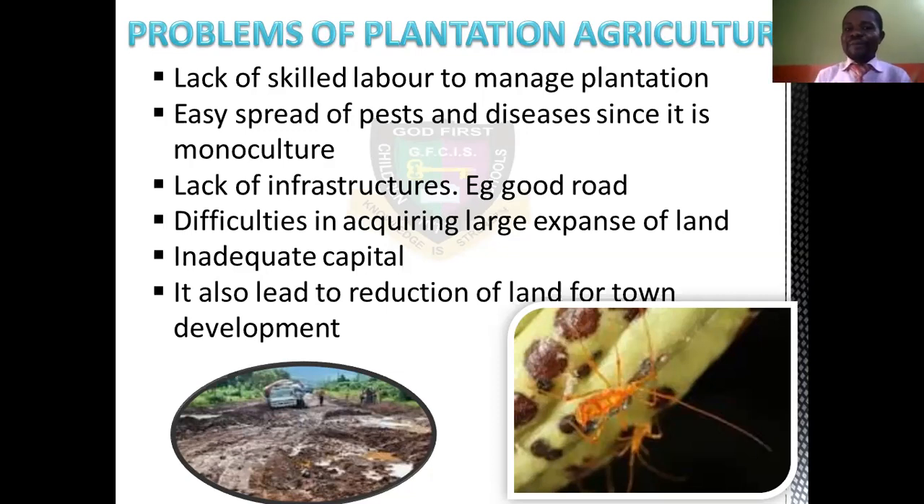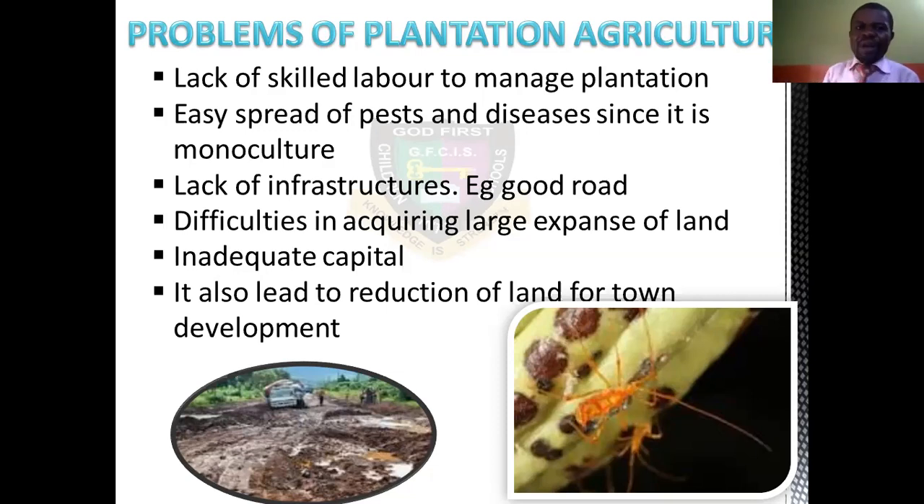Lack of infrastructure, like the bad road you are seeing here. This is a bad road, and a truck is coming carrying products. Tell me how long it will take this truck to get to the large market where the products will be delivered. You can see the bad road as it's coming. These are problems. Another is the difficulty in acquiring large expanse of land. We say it requires large land; one of the characteristics or features is that large lands are used.